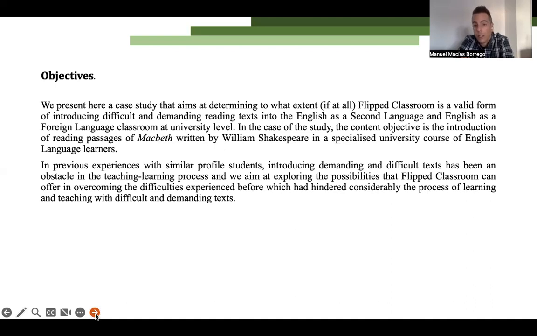In the case of this study, the content objective is the introduction of reading passages of Macbeth, written by William Shakespeare, in a specialized university course of English learners. In previous experiences with similar profile students, introducing demanding and difficult texts has been an obstacle in the teaching-learning process, and we aim at exploring the possibilities that flipped classroom can offer in overcoming the difficulties experienced before, which had hindered considerably the process of learning and teaching with difficult and demanding texts.